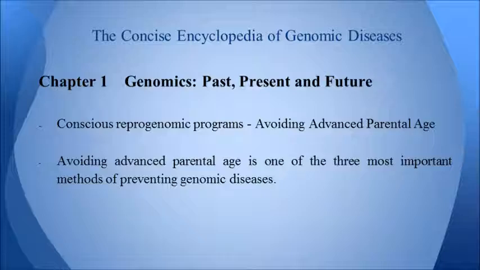Avoiding advanced parental age is one of the three most important ways to prevent genomic diseases. In most modern societies, no measures have been taken to avoid late parenthood. For example, in the United States, the average age of first pregnancy has increased by 4 years since the early 80s. The data concerning this issue is limited. The data regarding parental age should be broader in the sense that it should not only focus on the first pregnancy, but more on the age of the last pregnancy.